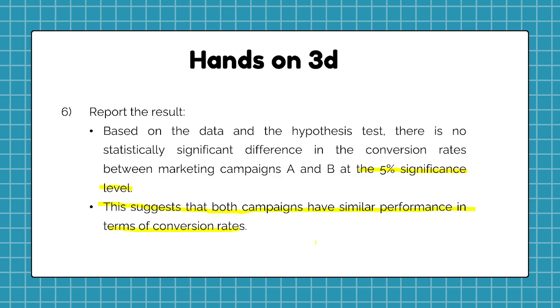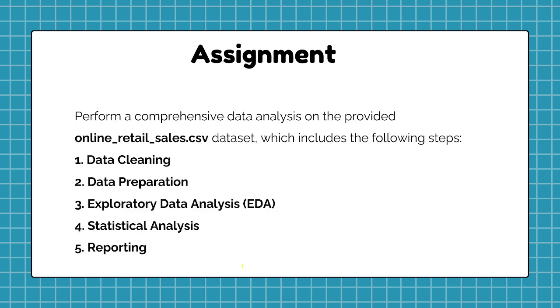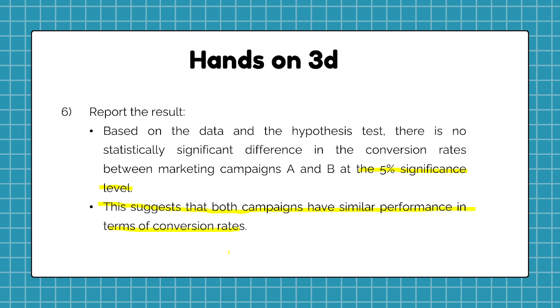So we can suggest or recommend that both campaigns have similar performance in terms of conversion rates. This is a direct result when we accept the null hypothesis. Okay, right. Any questions that you want to ask about this hypothesis testing?